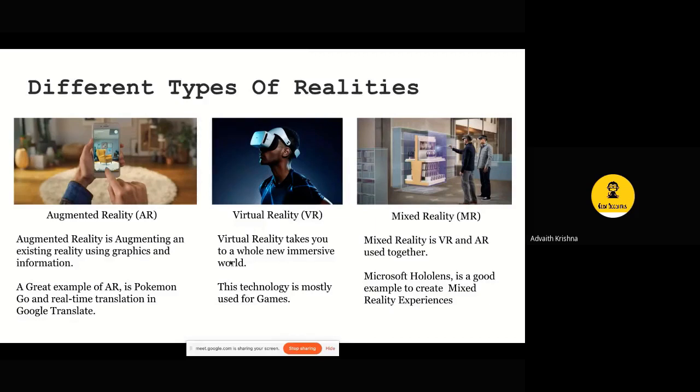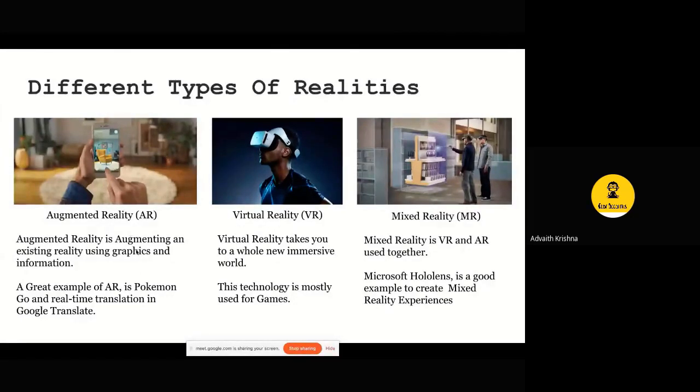Okay, and virtual reality. So virtual reality is reality, but it's a whole new immersive world. So you can play 3D games. If you've ever played 3D games, you can play that using VR, so you'll be the character. And then there's mixed reality. It's basically VR and AR mixed together. Microsoft HoloLens is a good example. Microsoft HoloLens is used to create mixed reality experiences.